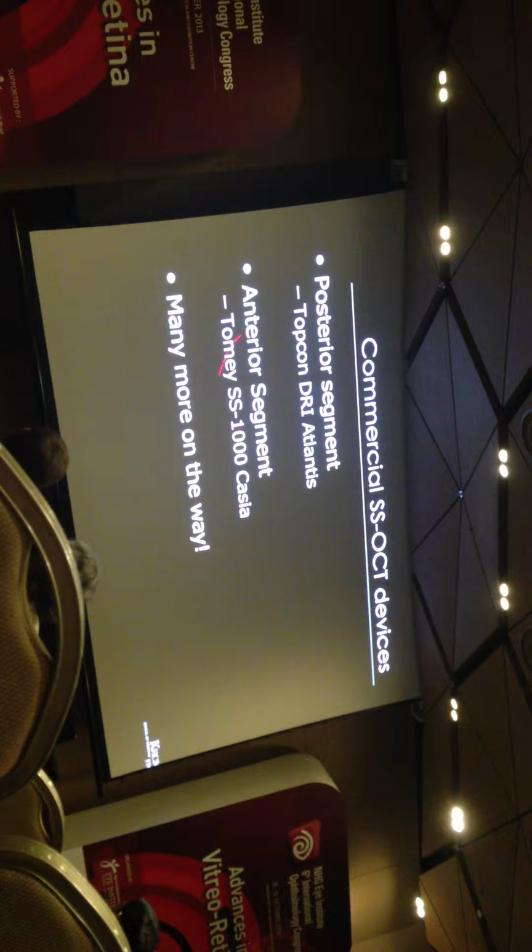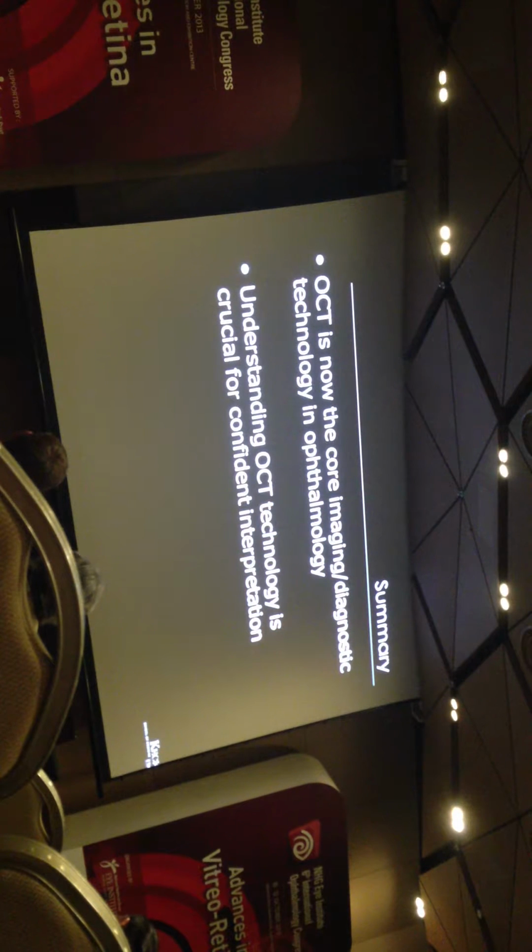And of course, there's also an anterior version. This is the only commercially released posterior segment swept source device so far. The images I've been showing you have not been from this device; they're from another pre-release device, which I can't name. But the point is that multiple companies will be releasing these instruments, so we'll have an opportunity to get hold of them. So in summary, OCT is now the core imaging diagnostic technology in ophthalmology.